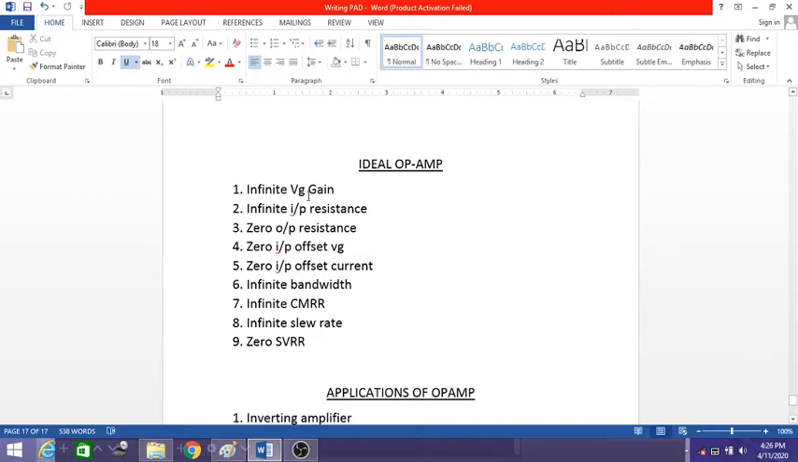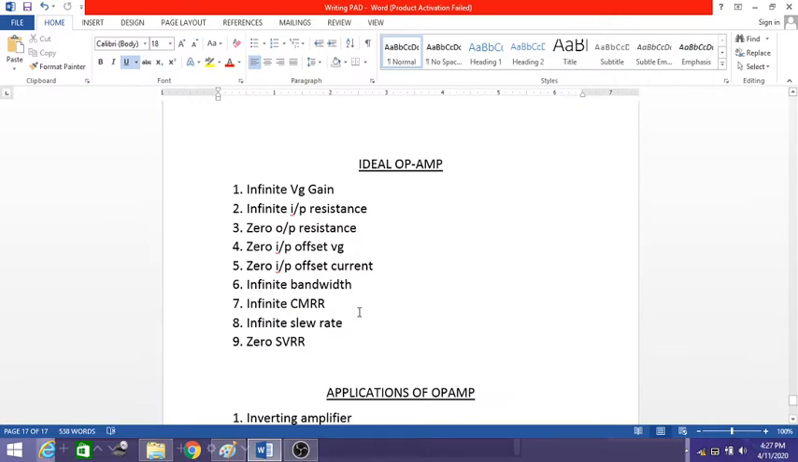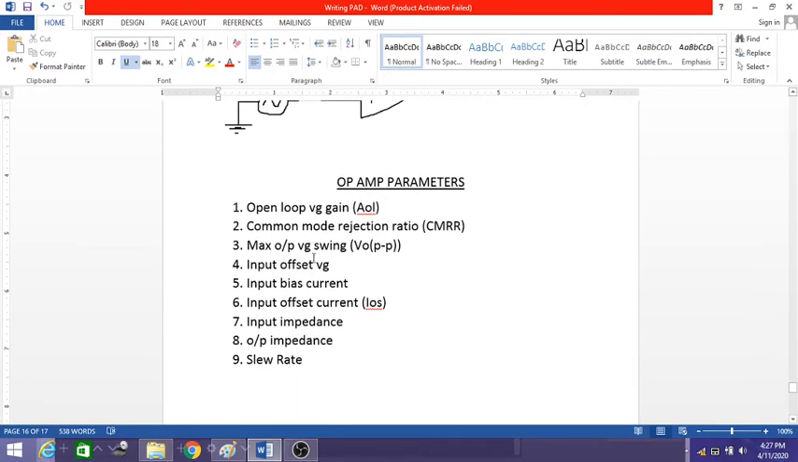An ideal op-amp should have an infinite voltage gain, infinite input resistance, zero output resistance, zero input offset voltage, zero input offset current, infinite bandwidth, infinite CMRR, infinite slew rate, and zero SVRR. A few of these parameters we discussed in the previous tutorial. Please watch the previous tutorial to find the explanation for the op-amp parameters.